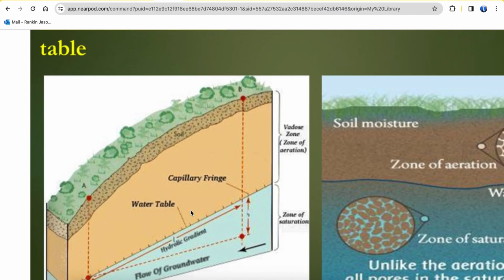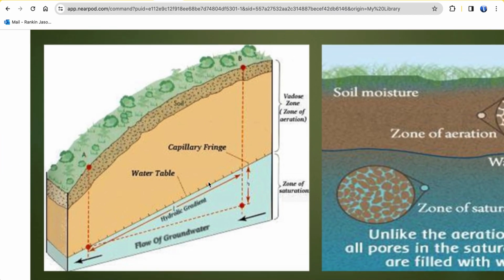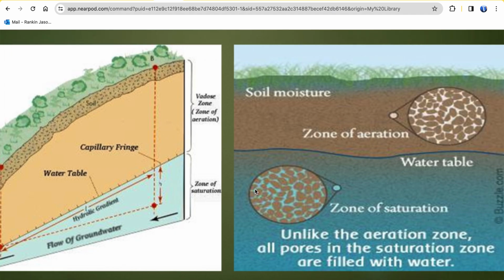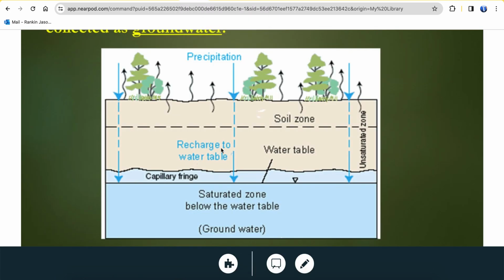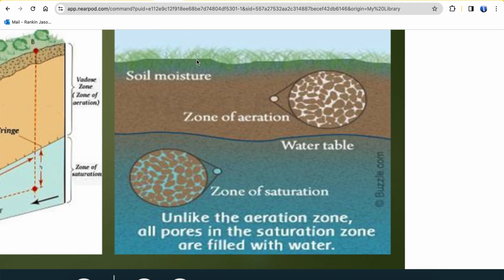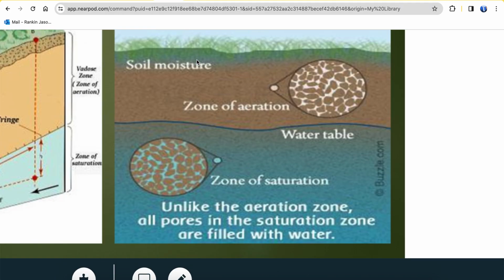All right, and here's your example. We have the water table down below, right between these two zones. Same here: we have zone of aeration, zone of saturation. Now the aeration zone is similar to this. The unsaturated zone is the aeration zone. They're synonymous with each other. So these pore spaces completely fill with water. These pore spaces, mostly air. There is some water retained.